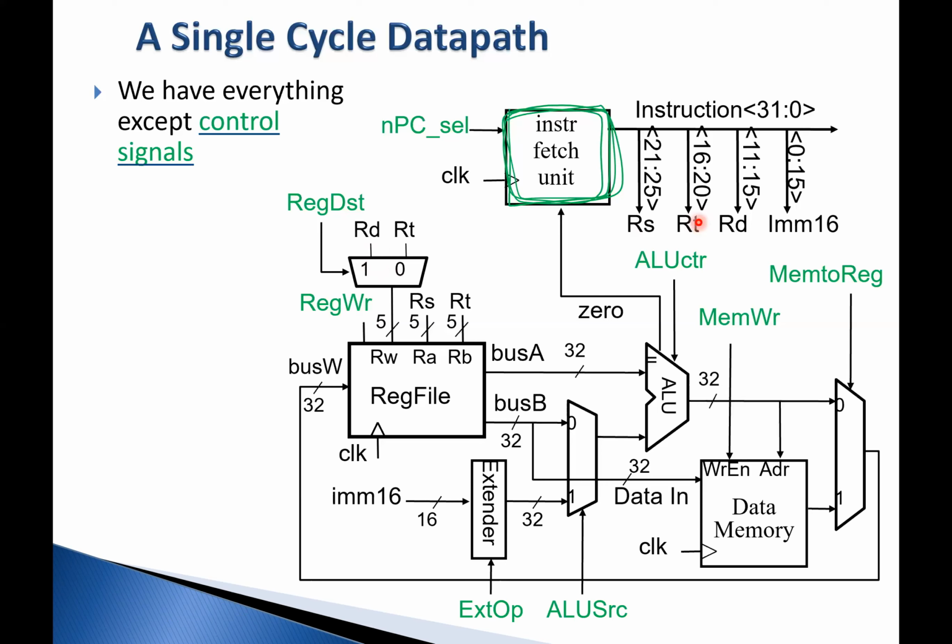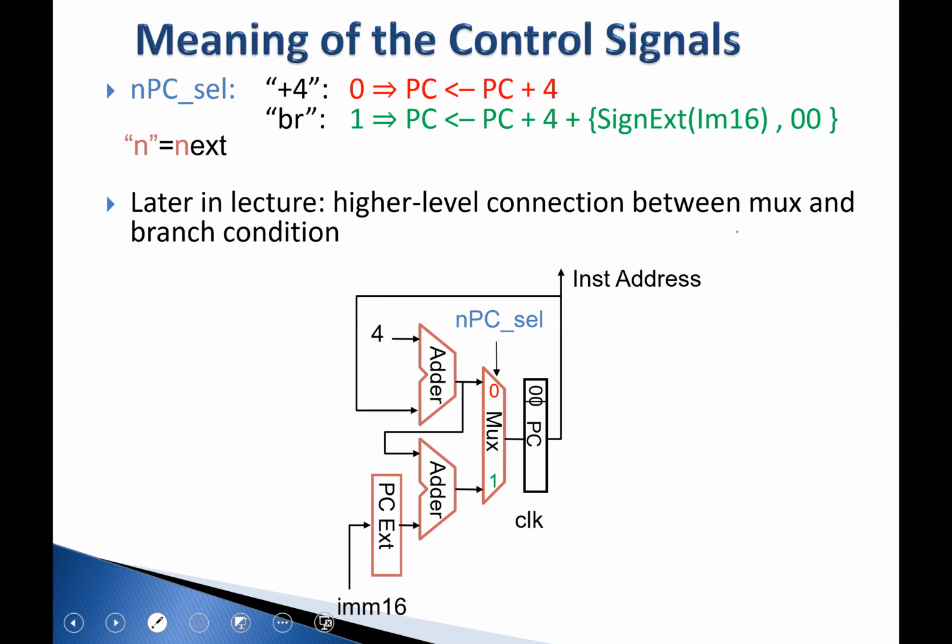Depends on the instruction, right? Okay. So let's do one by one. Let's zoom into the instruction fetch unit again. I have a NPC select, which means that I need to control a mux. And the mux will determine to turn on channel 0 or turn on channel 1, Xbox, PlayStation.